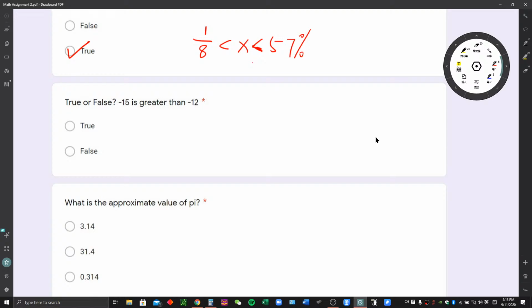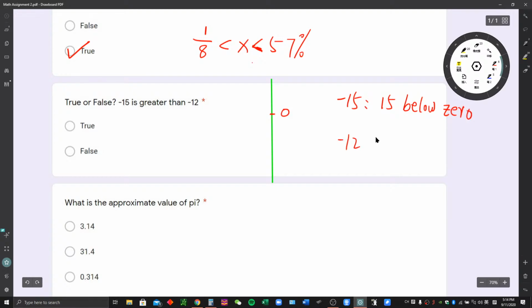Next, negative 15 is greater than negative 12. Is that true or false? So we need to order 2 negative numbers. And to order 2 negative numbers, it's always helpful to draw a thermometer. And we put our 0 degrees here. Negative 15 means 15 below 0. Negative 12 means 12 below 0.